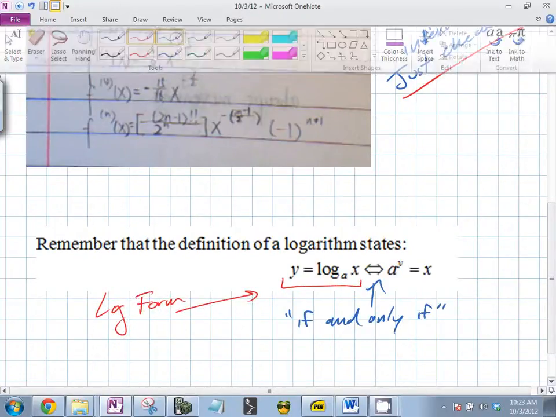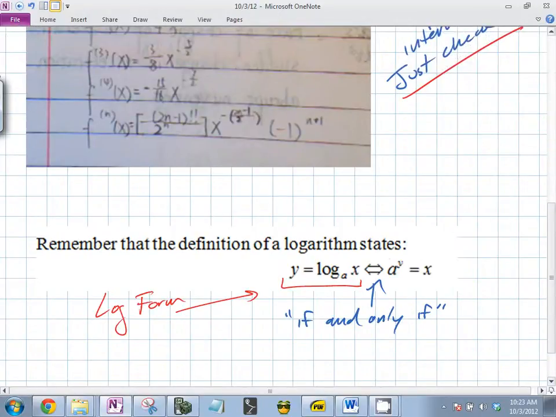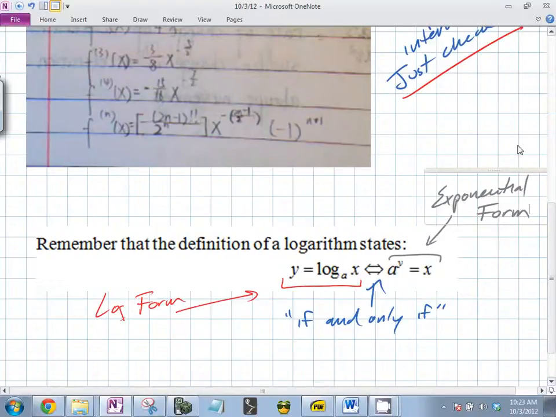And the other side is called the, anybody know? Exponential form. One is called the log form. The other one is called the exponential form. Great. Okay, why is this useful?